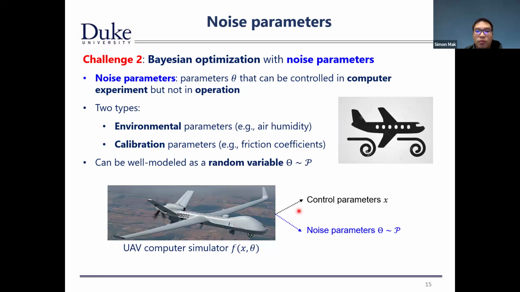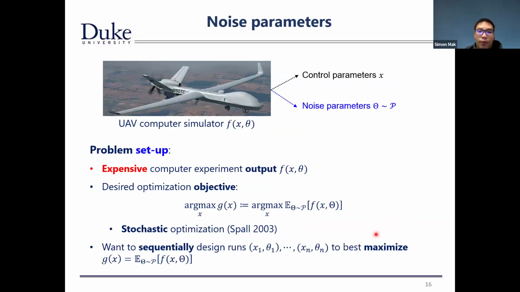And so we can model this. One way of modeling this is modeling these thetas as a random variable following some distribution script P. Okay, so you can imagine I have this simulator here where I want to optimize over the control parameters x, but I can't control this, so I'm going to model this as a random variable. Okay. And so that's the problem setup here.